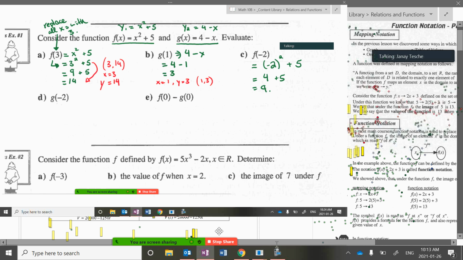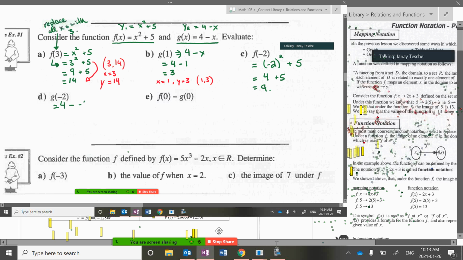G at -2, so I would use 4 minus -2. You don't have to write brackets, but sometimes it's helpful to write those brackets. So I get 6. 4 plus 2 is 6.